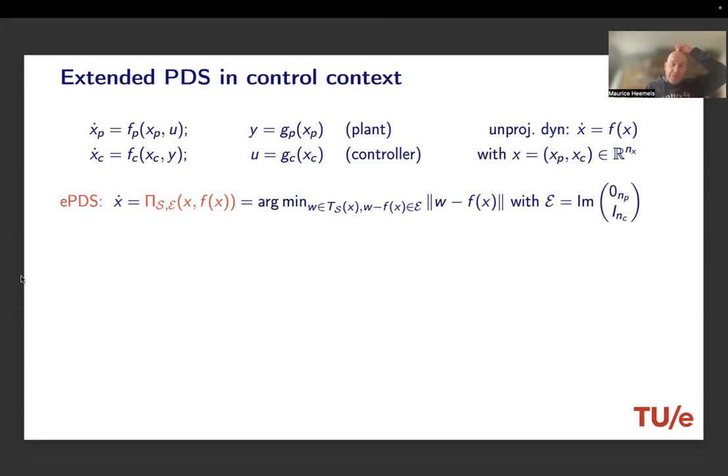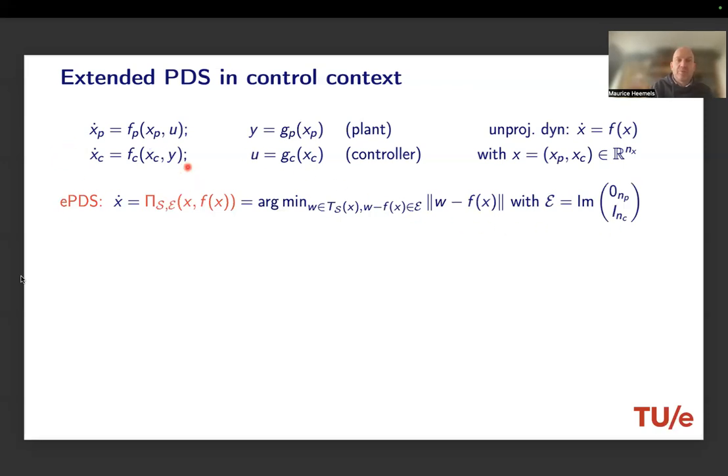So the ePDS that we now get, the extended projected dynamical system, has a projection operator where this calligraphic E, the subspace that defines the projection direction, is given by the image, the column space of this matrix. This indicates we cannot change plant states, but we can only change controller states, this being the identity matrix.